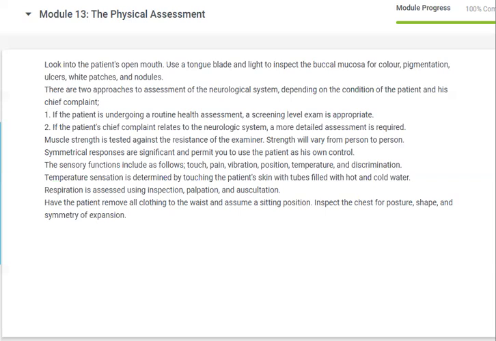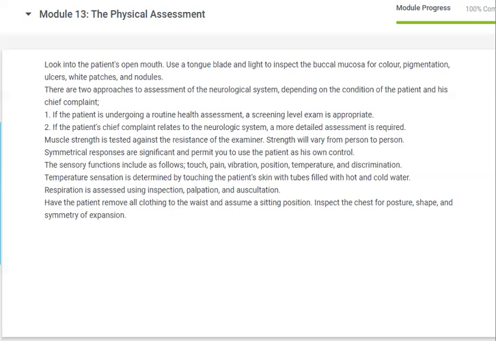There are two approaches to assessment of the neurological system, depending on the condition of the patient and his chief complaint. 1. If the patient is undergoing a routine health assessment, a screening level exam is appropriate. 2. If the patient's chief complaint relates to the neurologic system, a more detailed assessment is required.